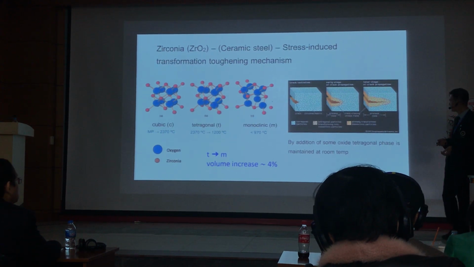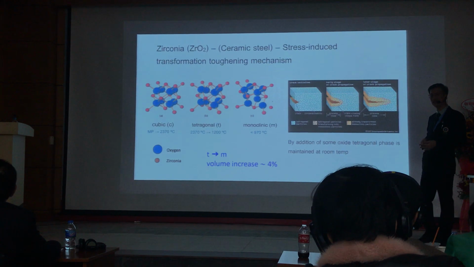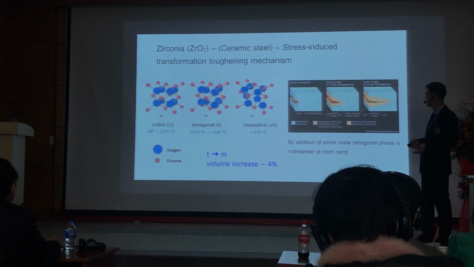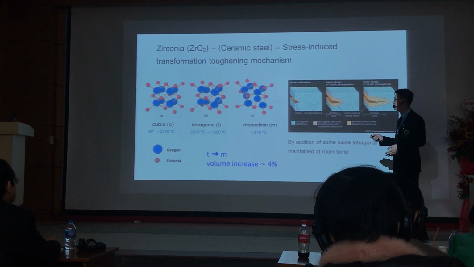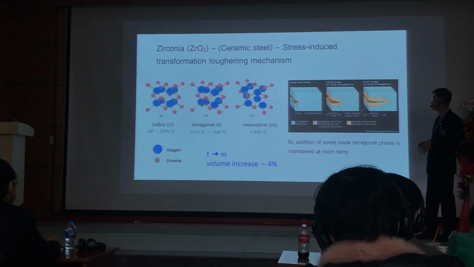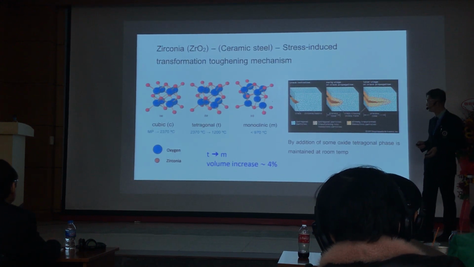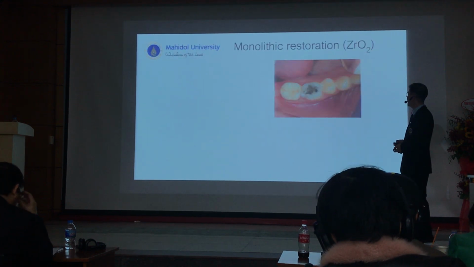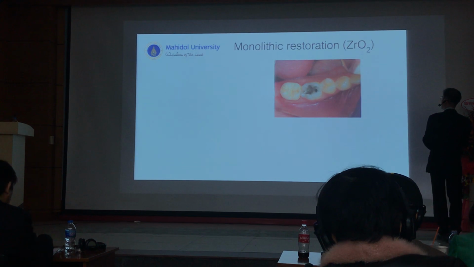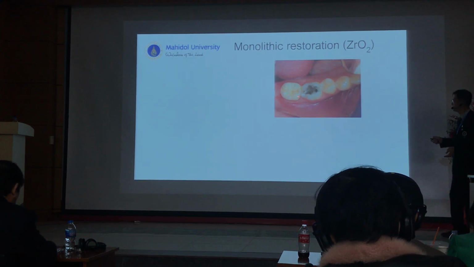By adding some oxide like yttrium or the other oxides, calcium oxide, something like that, this process is going to occur in the zirconia. So zirconia right now is the strongest material that we use in dental ceramics. For the monolithic restoration, the zirconia like this, at the beginning, it's largely white in nature.